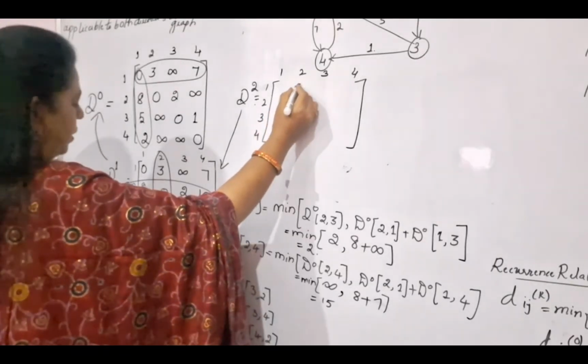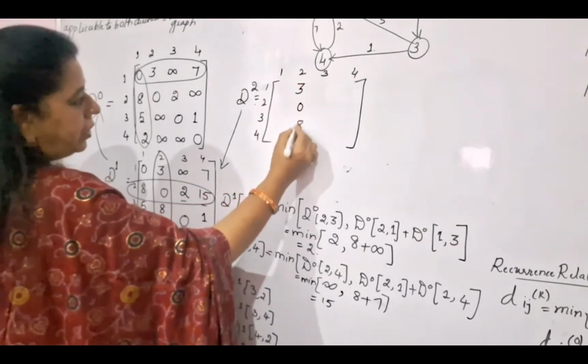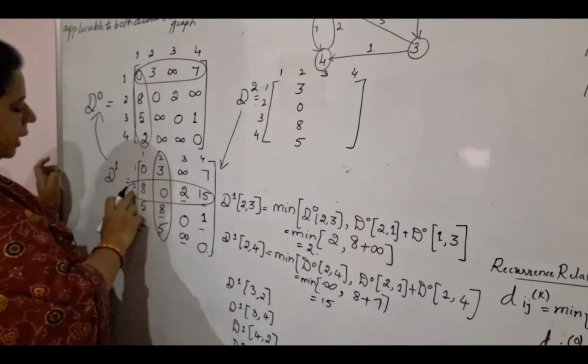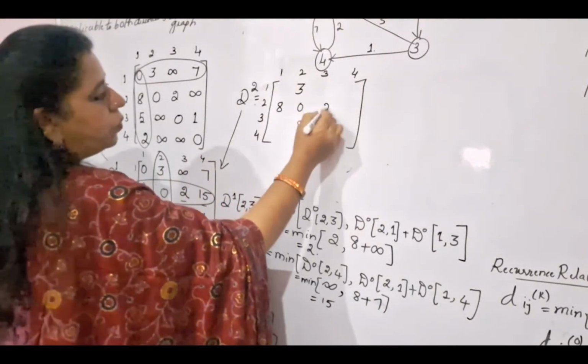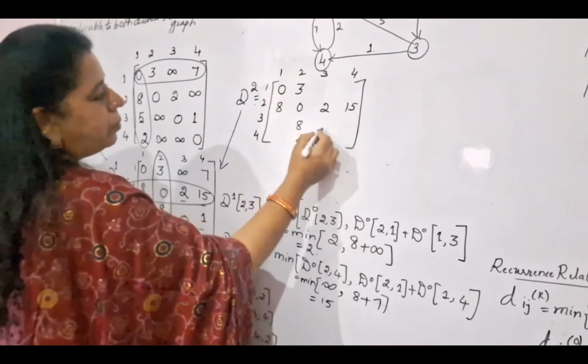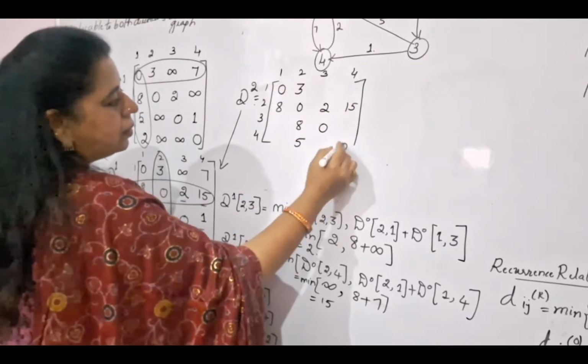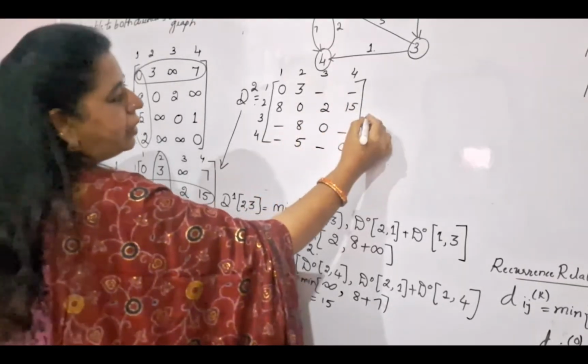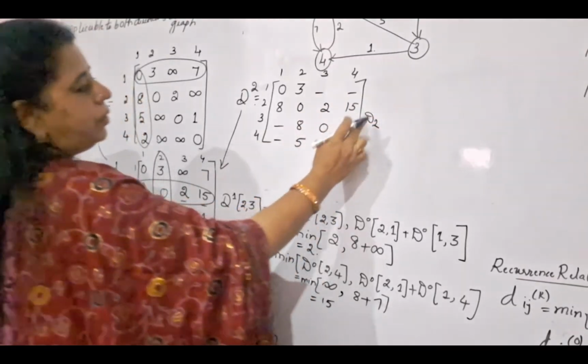So, second column is 3, 0, 8, 5. And second row is 8, 0, 2, 15. The diagonal elements also you write as it is. Now you need to find out these 6 values, and to find that, the same formula for D2.